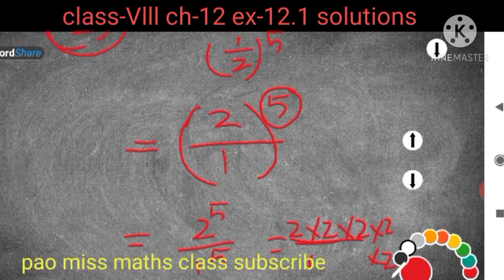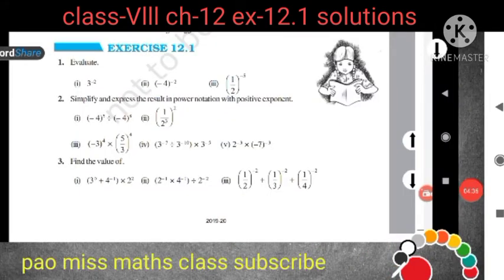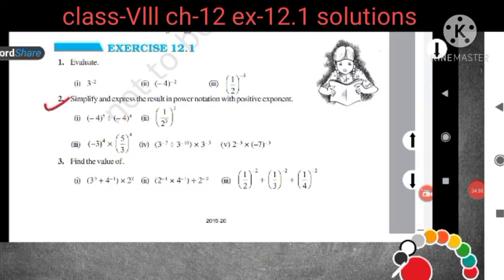So I have solved all the questions. Now come back to the next question, question number 2. Now you can see question number 2 is given. Simplify and express the result in power notation with positive exponent.